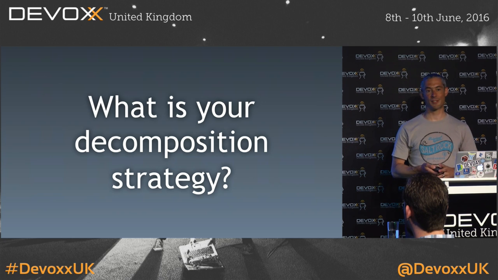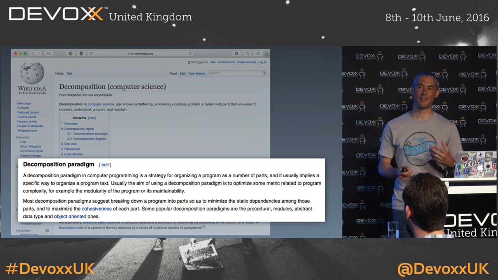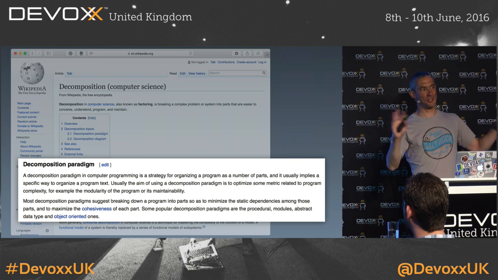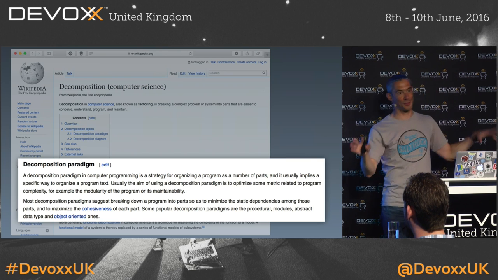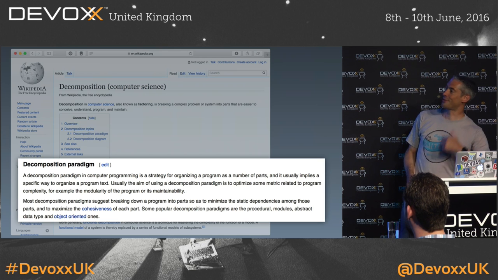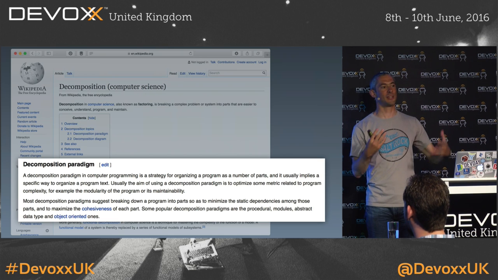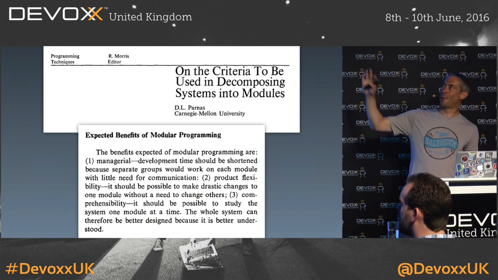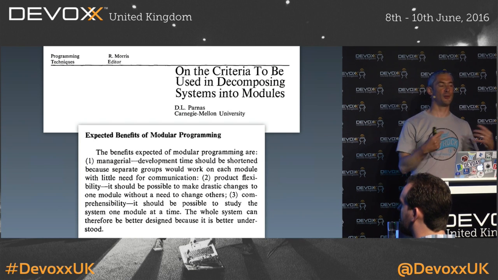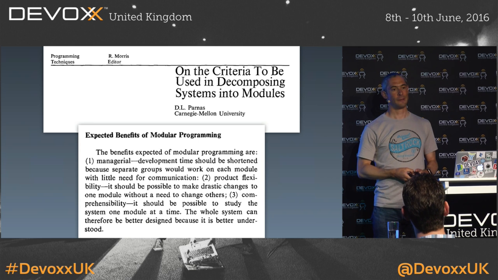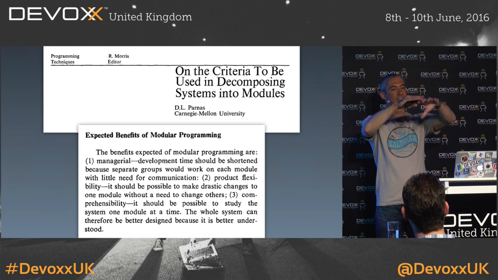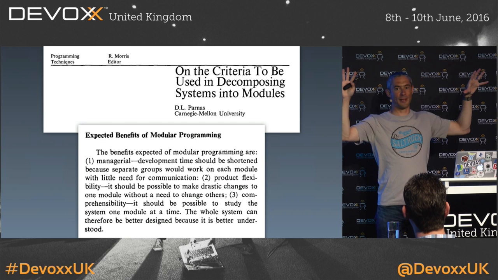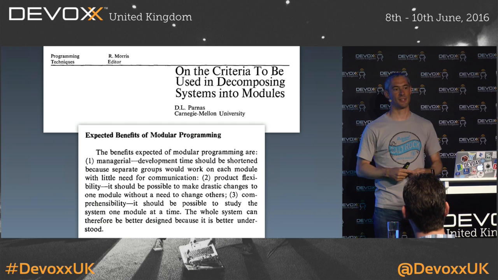There are lots and lots of different ways to do this, of course. If you go to the Wikipedia page on decomposition, there's procedural decomposition, not suggesting you should do that. Functional decomposition, also not suggesting you should do that. Modules, abstract data types, IO, there are lots and lots of different decomposition strategies. And this all comes back to the Parnas paper from the 1970s, which, if you've not read, is definitely worth a read. Parnas basically says, here's a really simple system, and this is what the design looks like if we apply two different decomposition strategies.